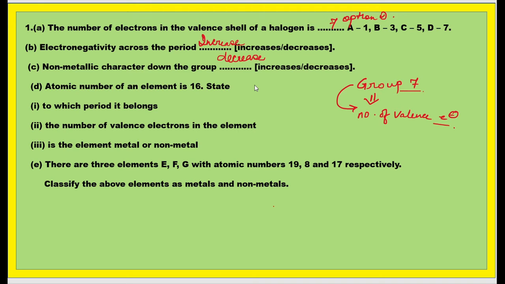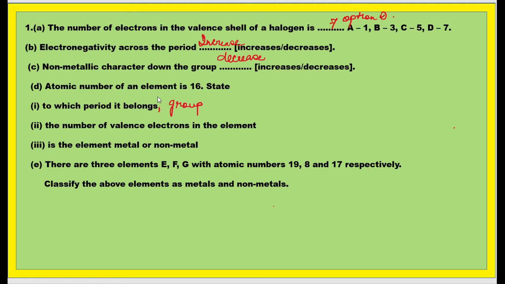This third question is a good question, I would say, which will test your concept. It is said you have an element whose atomic number is 16. State to which period it belongs. I would add one more question. You need to state the group number also, the number of valence electrons present, and whether it's a metal or non-metal.